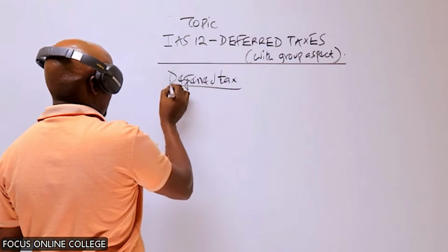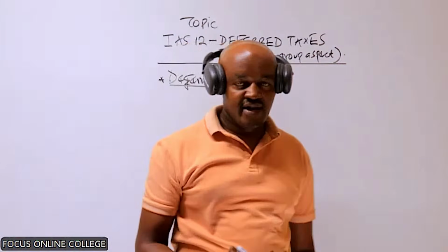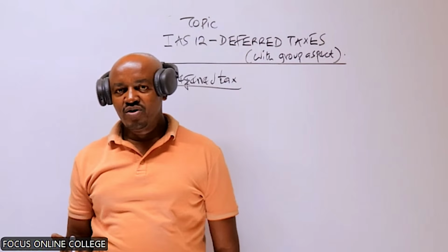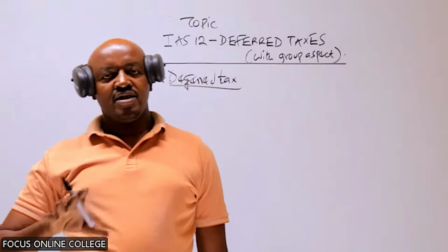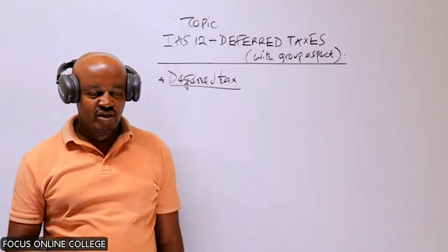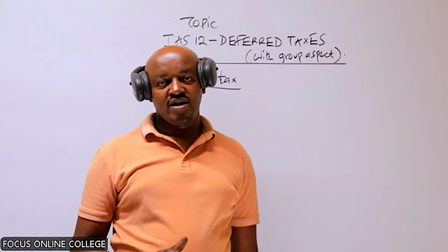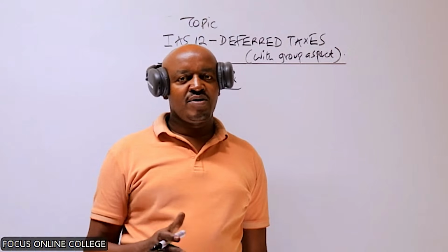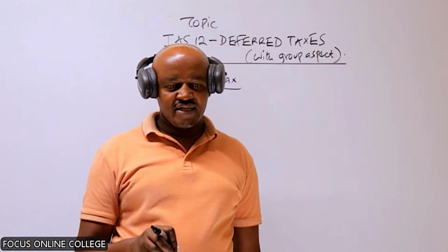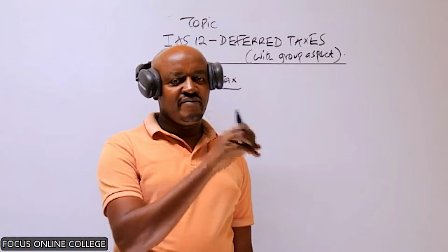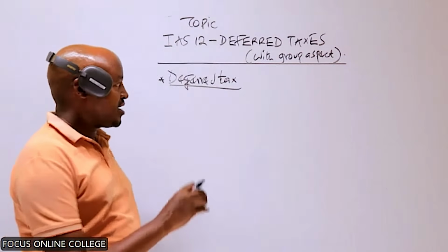Basically, a deferred tax, as the name suggests, comes from to defer. To defer is to postpone something and maybe do it in the future. So a deferred tax is a tax which the company was supposed to pay during the current year, but that tax has been postponed. It will be paid in the future. Or it's a tax the company was supposed to recover during the current financial year, but that tax has been deferred. It will be refunded to the company in the future.